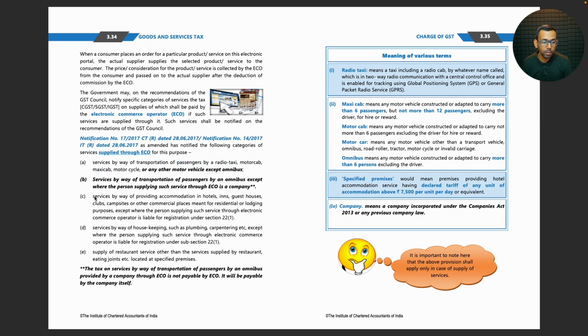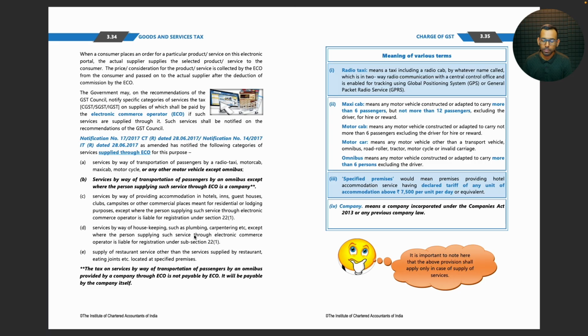But if you see here, services by way of providing accommodation in hotels, yes, a lot of hotels are themselves companies, like Tata or Lemon Tree, any type of hotel chains that you see. They will be companies themselves, but they will be registered under MakeMyTrip or whatever the website is, GoIbibo, Trivago, all these websites. Services by way of housekeeping, same. We have a company called Urban Company in Chennai. They do housekeeping, cleaning, and a little bit of repair and maintenance work. So Urban Company is actually a company.